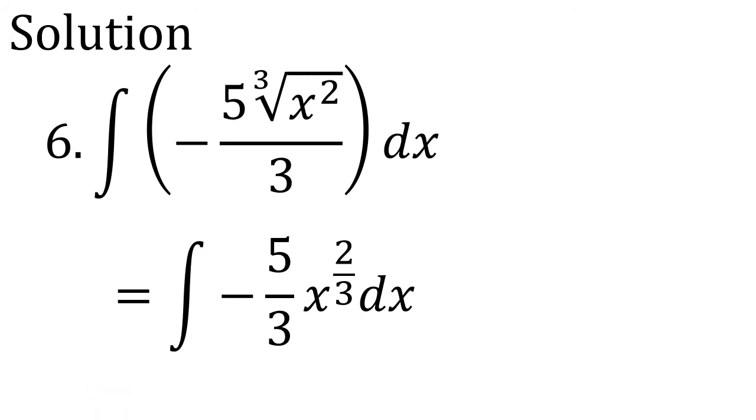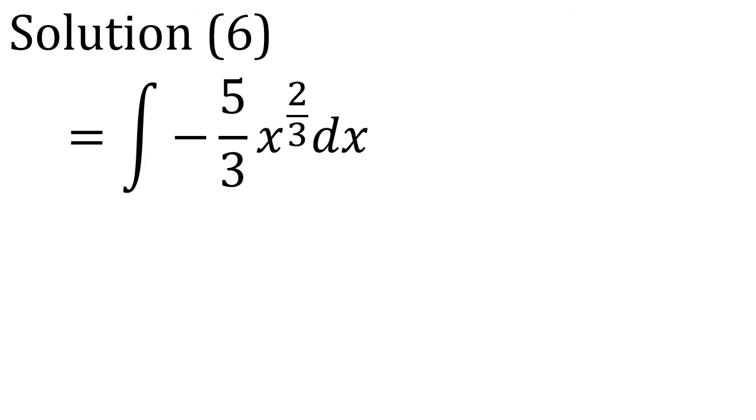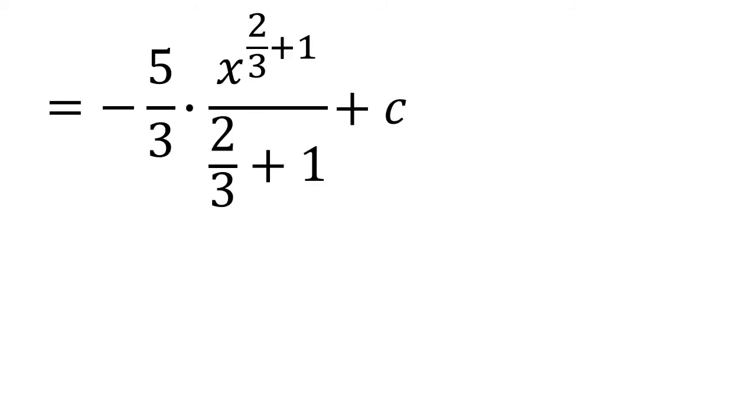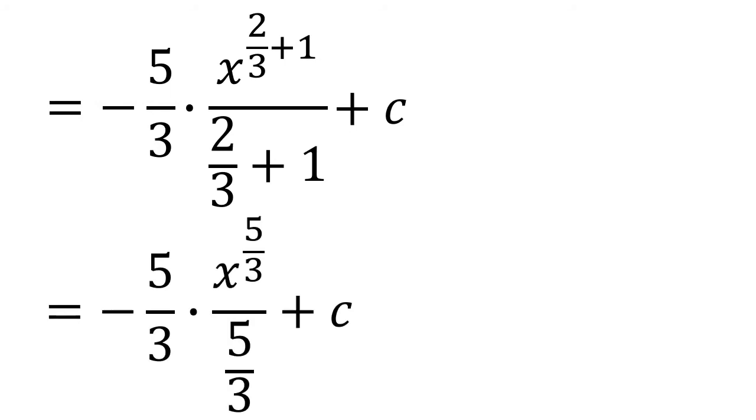Okay, let's see if you get the correct answer. So this will become negative 5 over 3 times x raised to 2/3 plus 1 over 2/3 plus 1 plus c. 2/3 plus 1 is equal to 5 over 3. So this will become negative 5 over 3 times x to the 5 over 3 over 5 over 3 plus c.